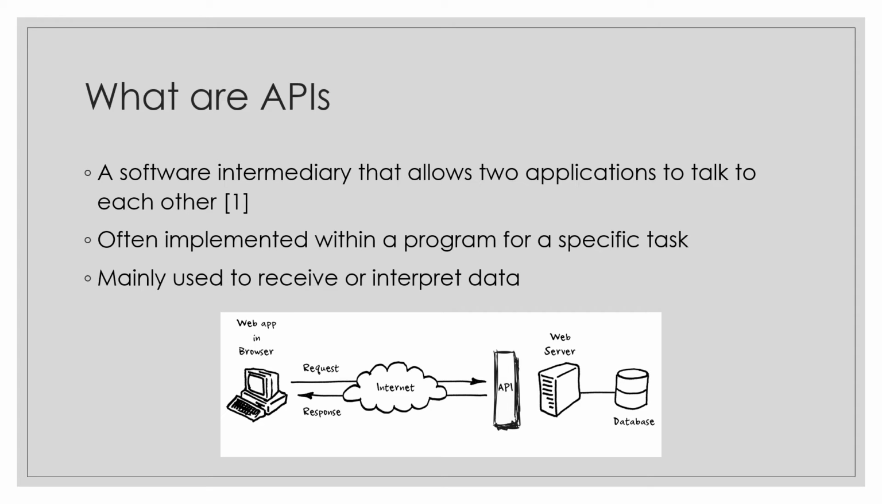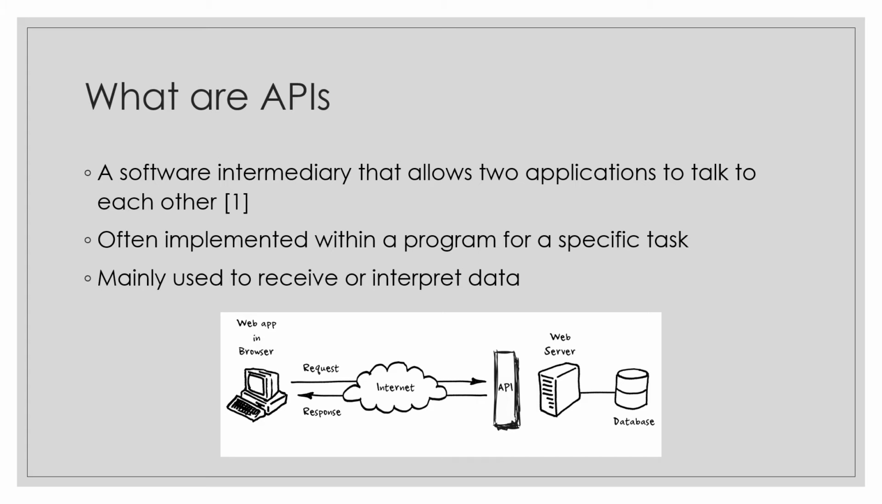So first off, what are APIs? The website MuleSoft describes APIs as a software intermediary that allows two applications to talk to each other. Consider a tool within your system or browser or application built specifically for retrieving, sending, or interpreting data from the internet. A great example is the simple idea that an API is the waiter at a restaurant.